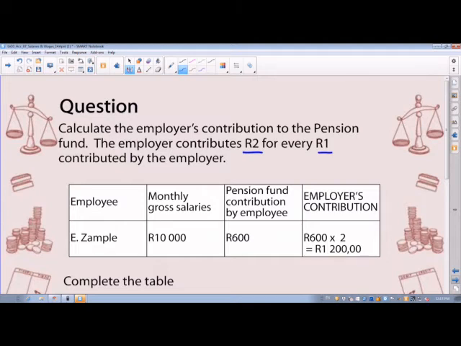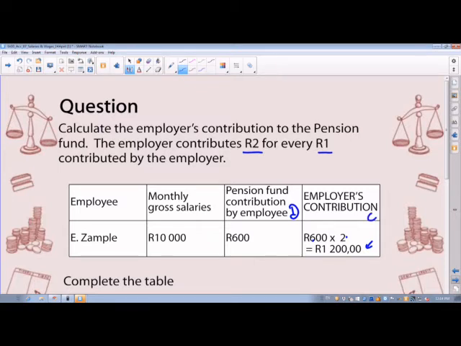For example, here is my worker. He earns a salary of 10,000. And the contribution to the pension fund by the employee, so that's the deduction, let's mark it as a D, deduction, is 600. Now, if the employee gives 600, how much will the employer give? If I give 1 Rand, the employer gives 2 Rand. How many Rand did the employee give? 600. So I need to take the 600 times 2 to get the contribution from the employer, and this will be my contribution column.